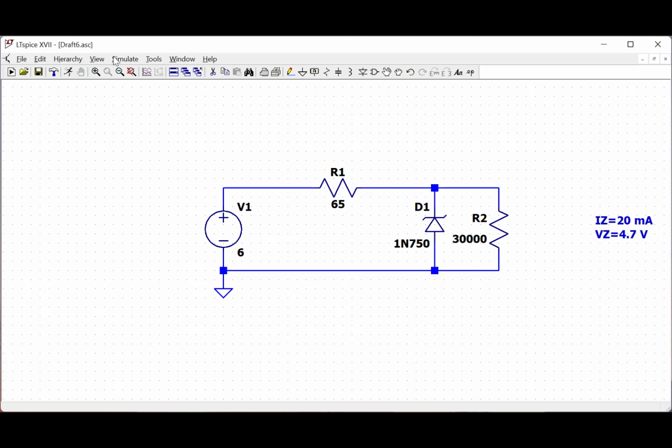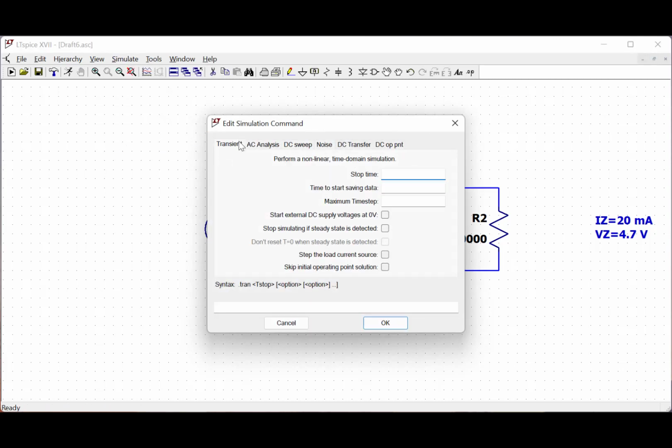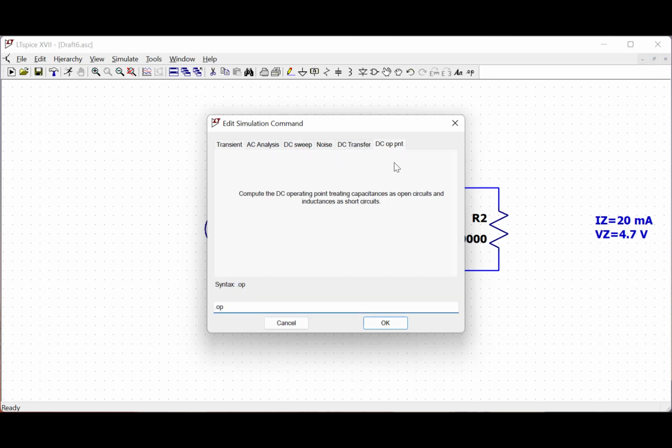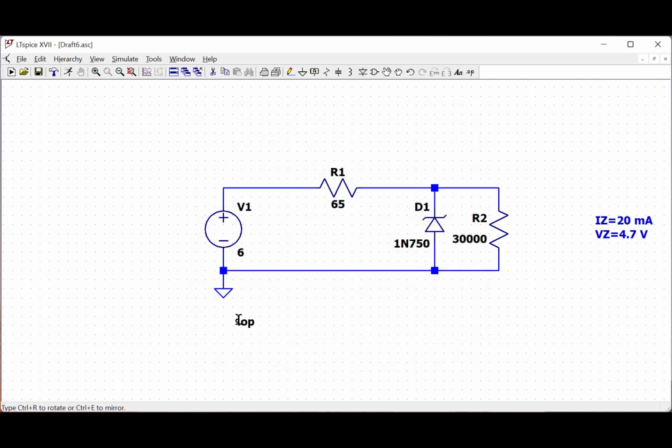So I will go on simulate, edit simulation command, and of course here I can choose transient, AC analysis, DC sweep, and so on and so forth. I will choose DC operating point. And the very simple directive .op will appear, and I will put it here, attaching it near to my schematic. Now I'm ready to run my simulation.